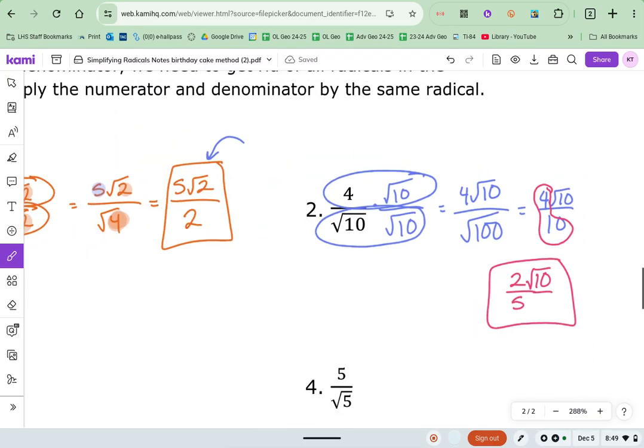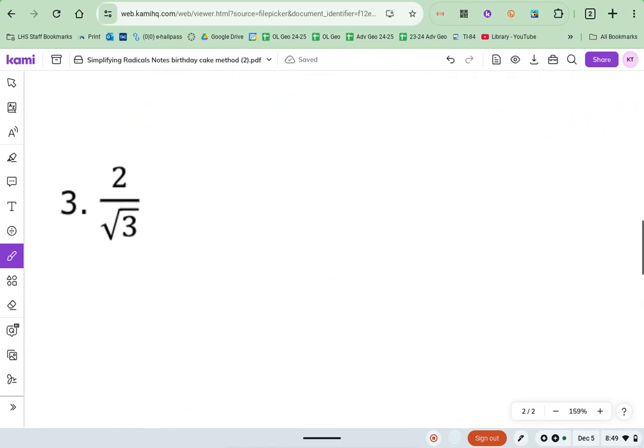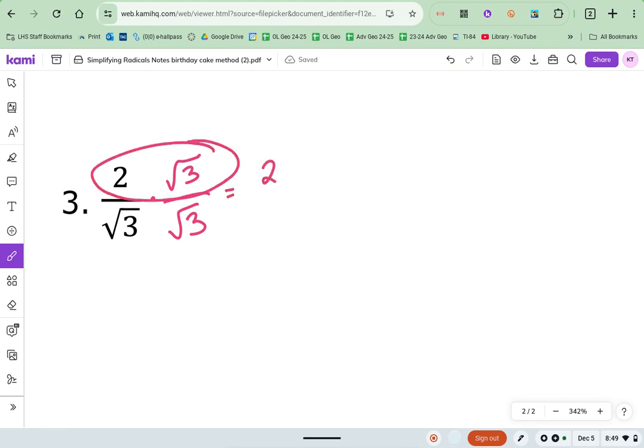All right. Let's try another one. This one, we're trying to move the square root of 3. So we're going to multiply by root 3 over root 3. Across the top, 2 times square root of 3 is 2 square root of 3. On the bottom, root 3 times root 3 is root 9. And then you ask, what is the square root of 9? 3. So 2 root 3 over 3, and that's your final solution.